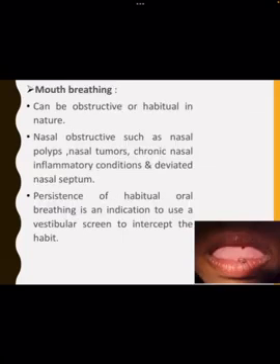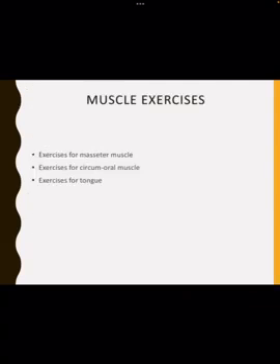Now coming to mouth breathing, it can be obstructive as well as habitual in nature. Nasal obstructive breathing can happen due to nasal polyps, nasal tumors, chronic nasal inflammatory conditions, and deviated nasal septum. The persistence of habitual oral breathing is an indication to use a vestibular screen to intercept the habit.